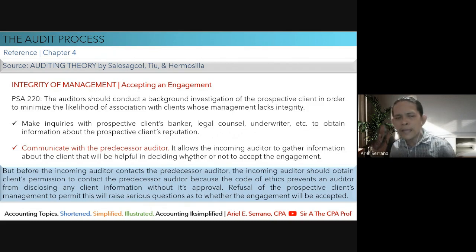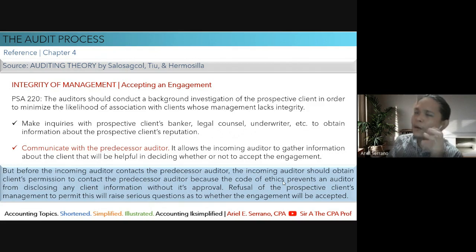Pero bago natin gawin yon, tandaan po ninyo ito. Before the incoming auditor contacts the predecessor auditor, the incoming or the successor auditor should obtain client's permission. Kinakailangan niyang magpaalam sa kliyente para i-contact yung predecessor auditor. Kasi as part of the code of ethics requirement, pinagbabawal na yung predecessor auditor mag-disclose ng mga information about the client without its approval. So hindi po pwedeng basta contact.